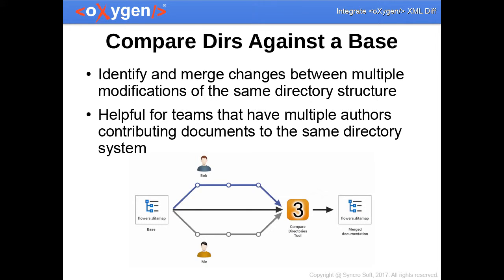Then we have the compare directories against a base. This is the new tool that we have in oXygen 18.1. And this allows you to identify multiple changes in some directory structure. So you need to have a similar directory structure. And it's useful when you want to integrate, for example, a project.